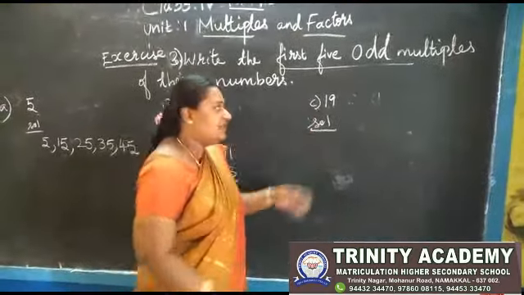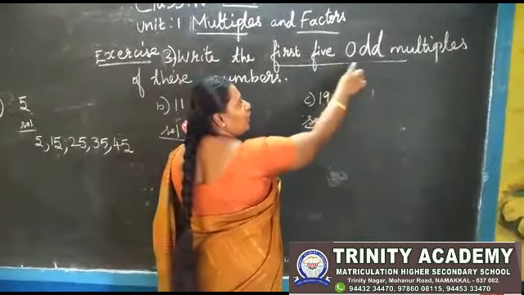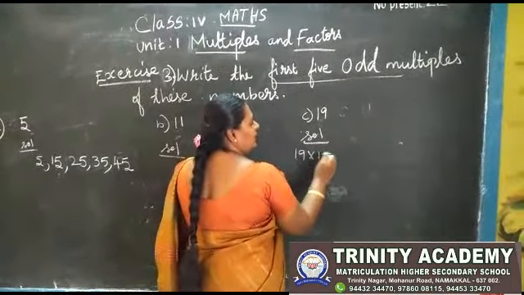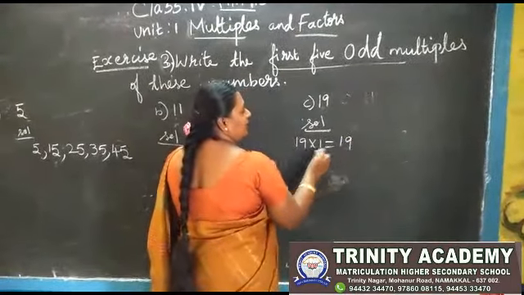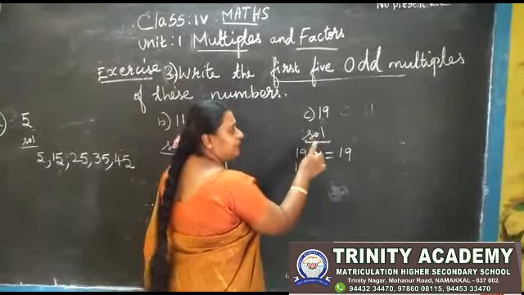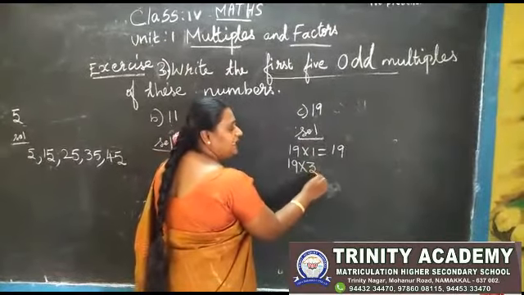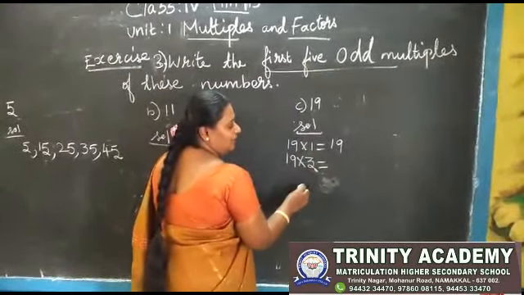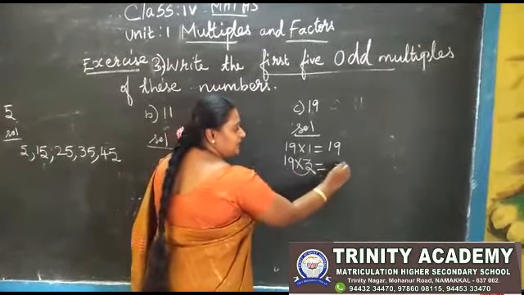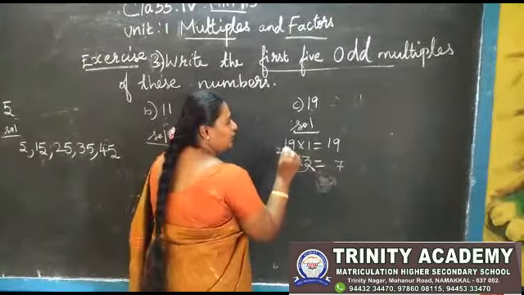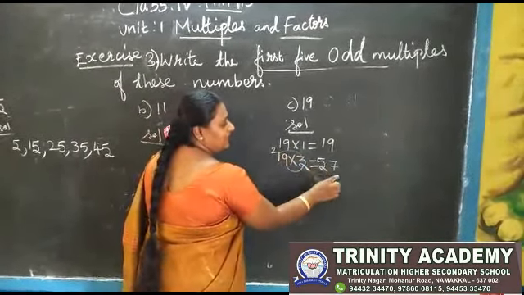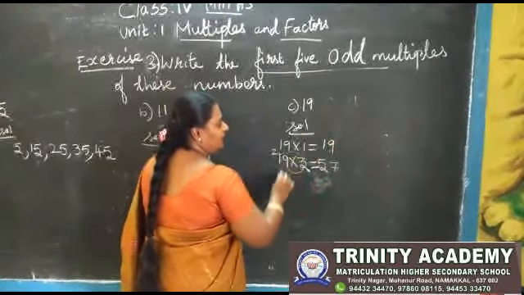Next we see the third sum, children. We have to find the first 5 odd multiples of 19. So 19 into 1, 19 ones are 19. 19 is an odd number. 19 into 2 we cannot multiply because 2 is an even number. So we have to multiply 19 into 3. 3 is an odd number. So 3 9s are 27. You write 7 and carry over 2. 3 ones are 3. 3 plus 2 is 5. 57. 57 is an odd multiple of 19.